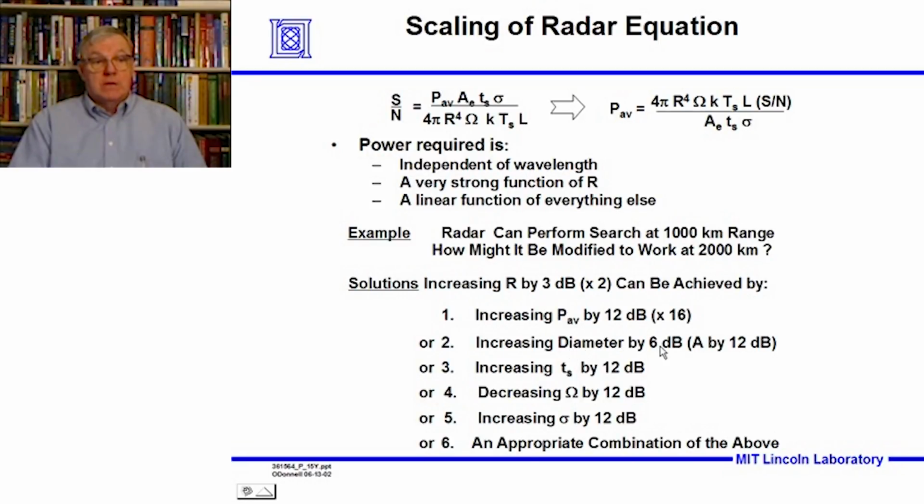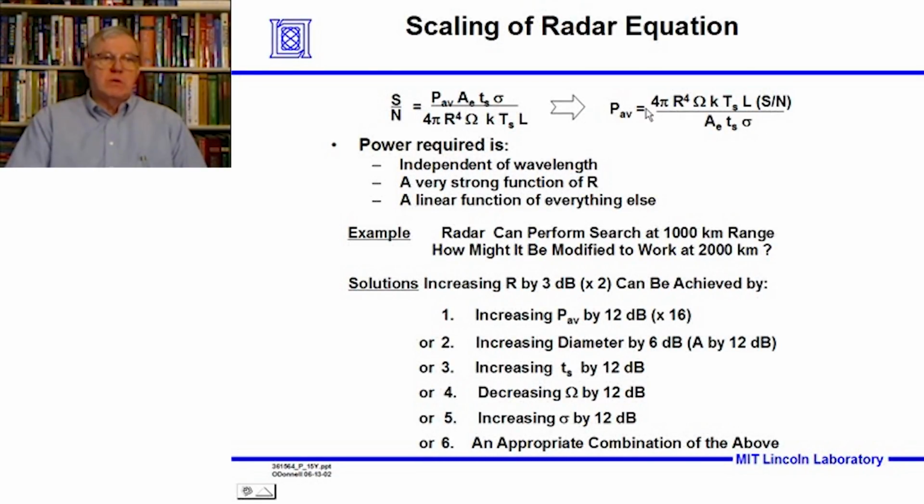The diameter by 6 dB, or the area by 12 dB, 16 times, by increasing equivalently the scan time of the radar, decreasing the solid angle that the radar looks at, or by increasing the cross-section that we're able to see. In other words, we'll be able to only see targets that are 16 times bigger. Or a combination of those factors we can put together, redesigning the radar. So you have to do quite a bit to double your range.